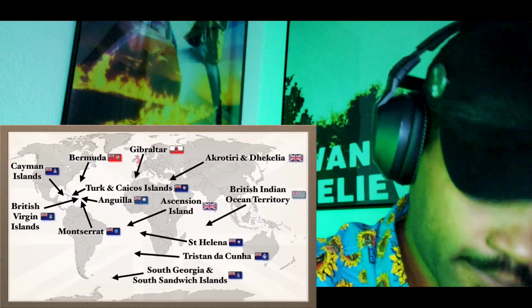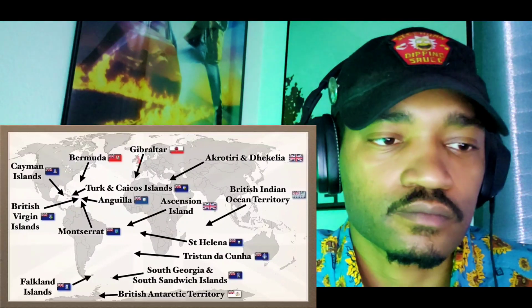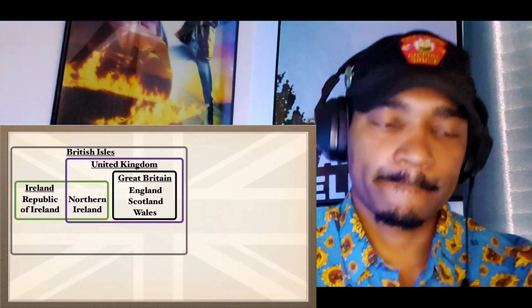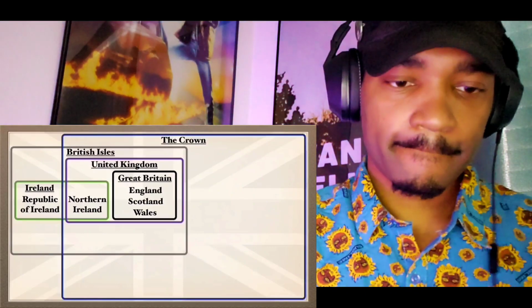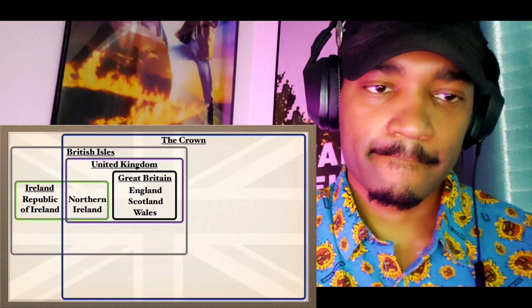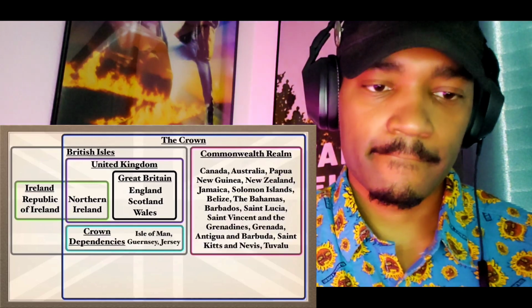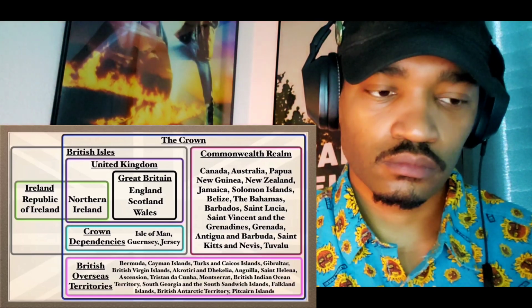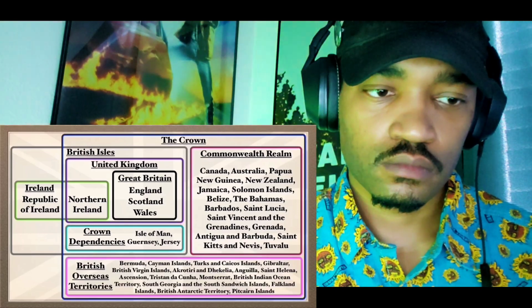Ocean Territory, the South Georgia and South Sandwich Islands, the Falkland Islands, the British Antarctic Territory, and the Pitcairn Islands. For our final Venn diagram, the United Kingdom is a country situated on the British Isles and is part of the Crown, which is controlled by the monarchy. Also part of the Crown and the British Isles are the Crown dependencies. The independent nations of the former empire that still recognize the Crown are the Commonwealth realm, and the non-independent remnants of the former empire are the British Overseas Territories.